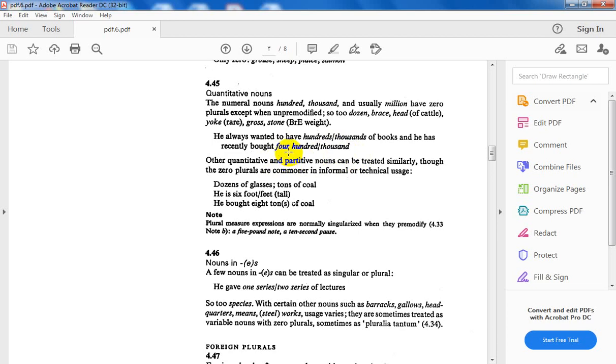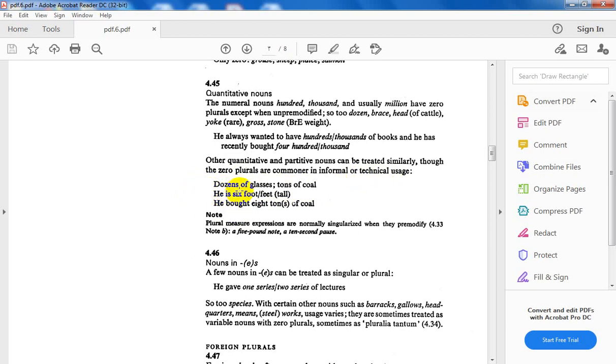This is the idea. The same thing applies with quantitative and partitive nouns, which can be treated similarly, though the zero plurals are common in informal or technical usage. Dozens of glasses. You see, dozens here is with regular plural. Why? Because there is no pre-modification before it. Tons. But when I say two dozen, it will be with zero plural.